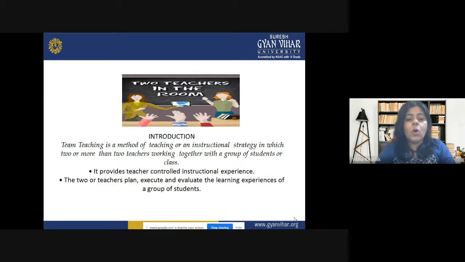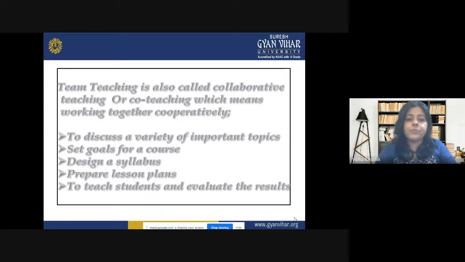The two or more teachers plan, execute, and evaluate the learning experiences of a group of students. Means teachers plan together, they execute the plan together, and evaluate the learning experiences of a group of students together.